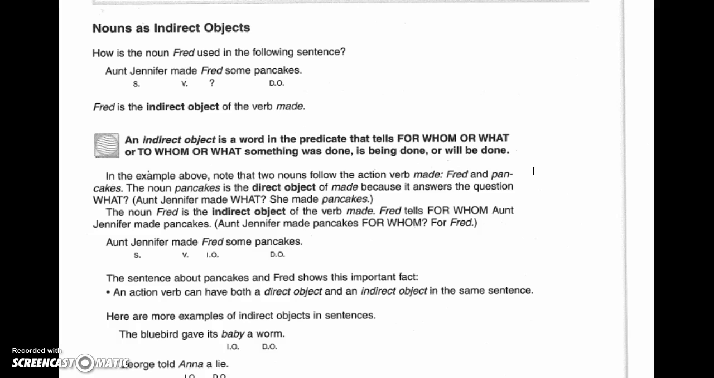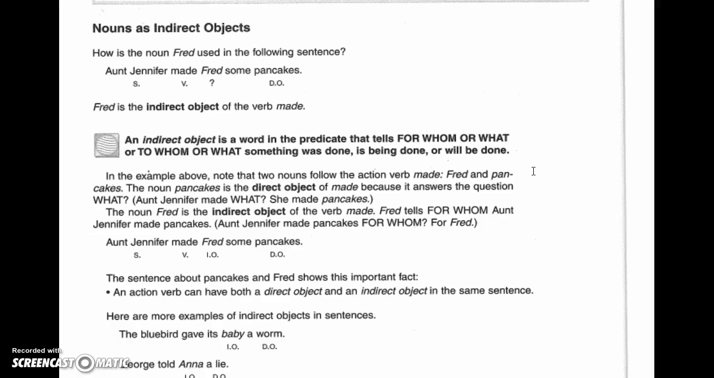Okay, now this screen that I'm showing you right now shows that sometimes nouns are used as indirect objects. And the very easy test to find out what an indirect object is not what or whom, but for whom or for what, or to whom or to what something is done. And then your answer will lead you right to the indirect object.